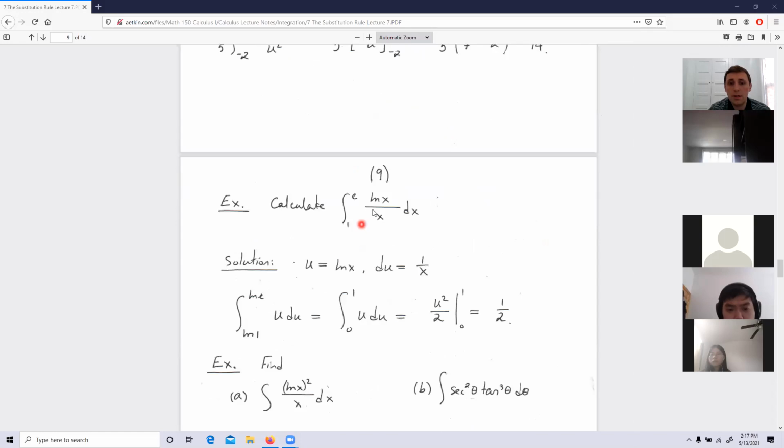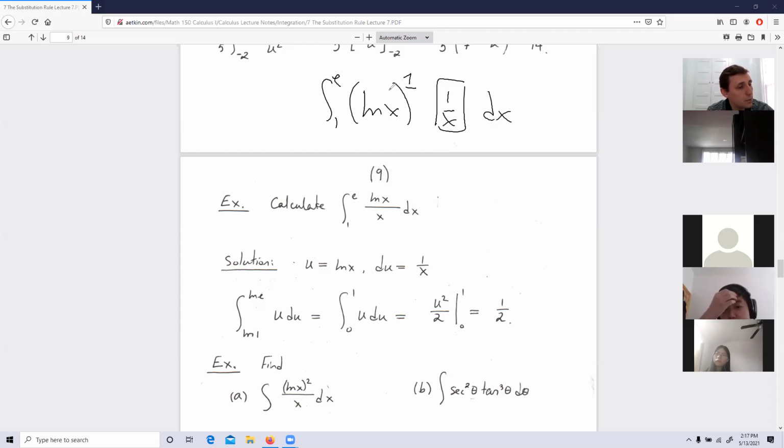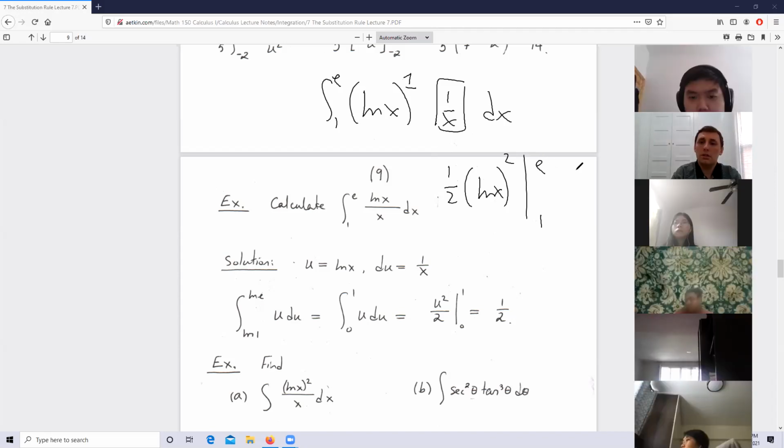Here it is with ln x over x. What is this thing? It's the integral from 1 to e of ln x. And if this is ln x, then in the box must be 1 over x dx. What's the power here? 1. So what's the antiderivative? It's this thing to the power of 2 times 1/2. What goes in here? ln x. What do you write? 1 to e. Yes? Then you plug in e, you plug in 1.